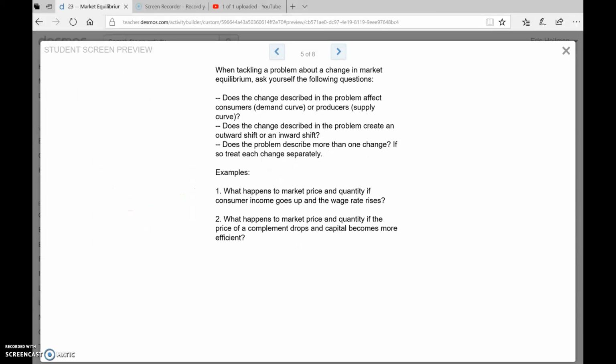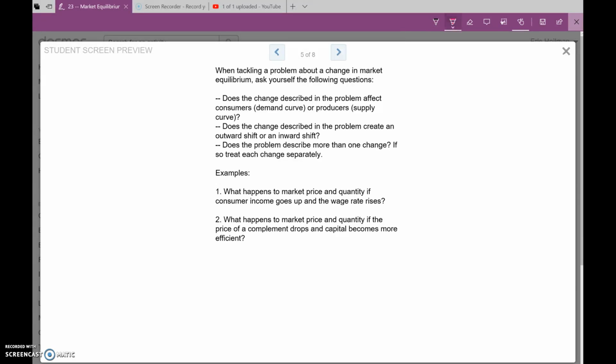Okay, so here are a couple of summary points for what we've covered so far. When you are looking at a graphical problem like we've been doing about a change in equilibrium, you first want to ask, does this change affect the consumer or the producer? If it's a consumer, you're going to adjust the demand curve. If it's the producer, you're going to shift the supply curve.